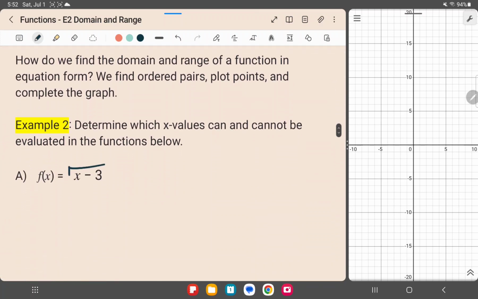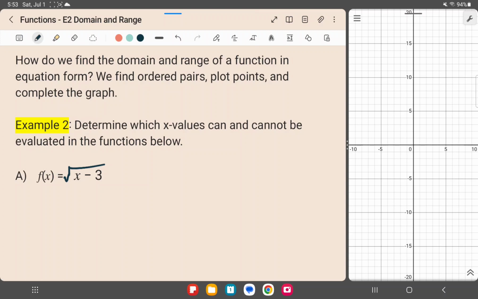So how do we find the domain and range of a function in an equation form? Well, we're going to find the ordered pairs, we're going to plot points, and we're going to complete the graph. Example 2. Determine which x values can and cannot be evaluated in the function. So f of x equals the square root of x minus 3.